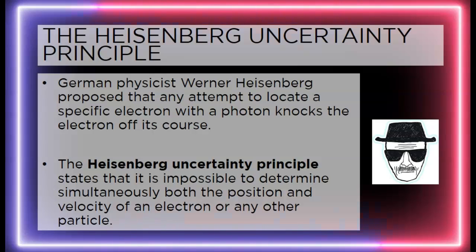So if you remember again in the Dr. Quantum video, they said the electron acted as if it was aware it was being watched. That's because as soon as I go to observe it, I change something about it. I add momentum to it. I knock it off course. And it starts to act like a particle. So this Heisenberg uncertainty principle, not the Heisenberg from Breaking Bad, but Werner Heisenberg, states that it's impossible to know both the position and the velocity of an electron at the same time.